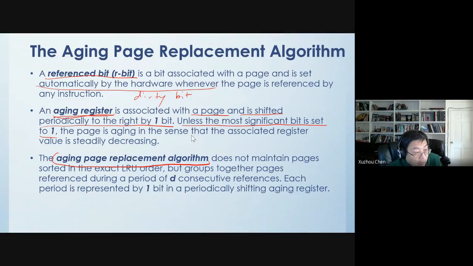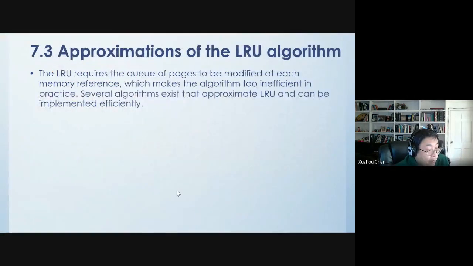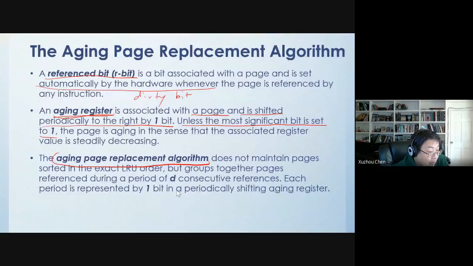Now the aging page replacement algorithm does not maintain pages sorted in exact LRU order. So we don't have to maintain exactly the queue. Every time one page is referenced, we would update the queue to reflect the reference. But with aging, we don't do this for every page reference, we do it periodically.